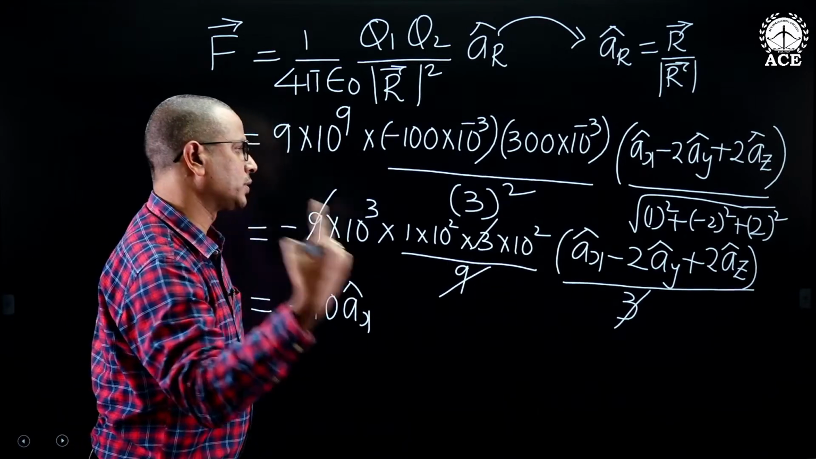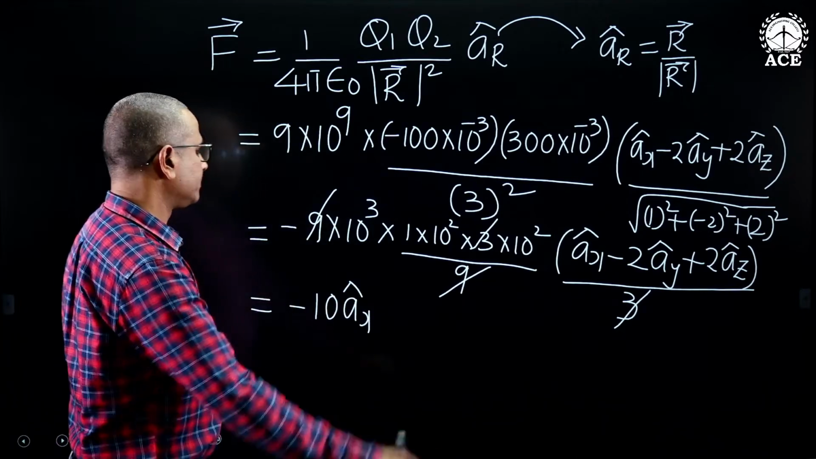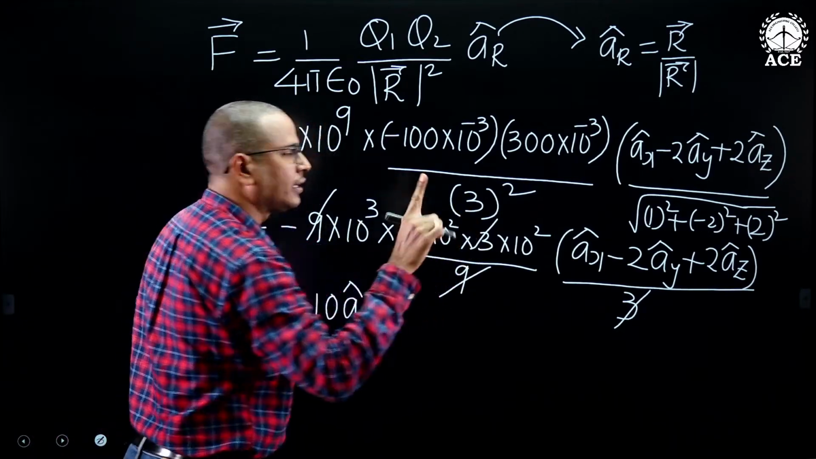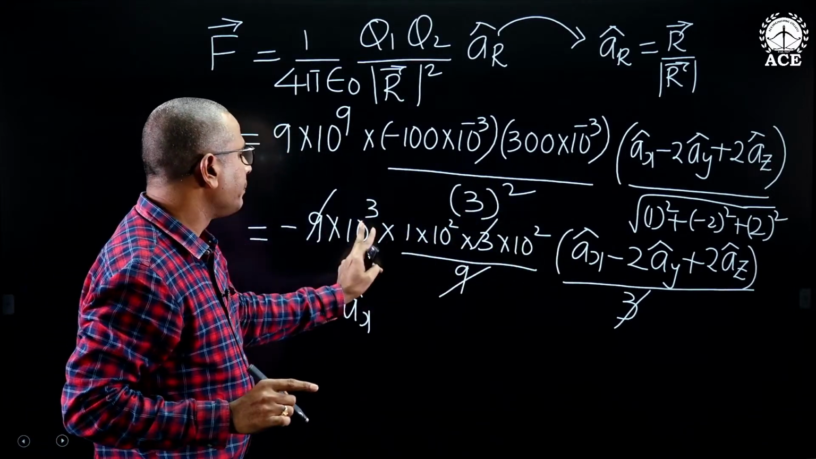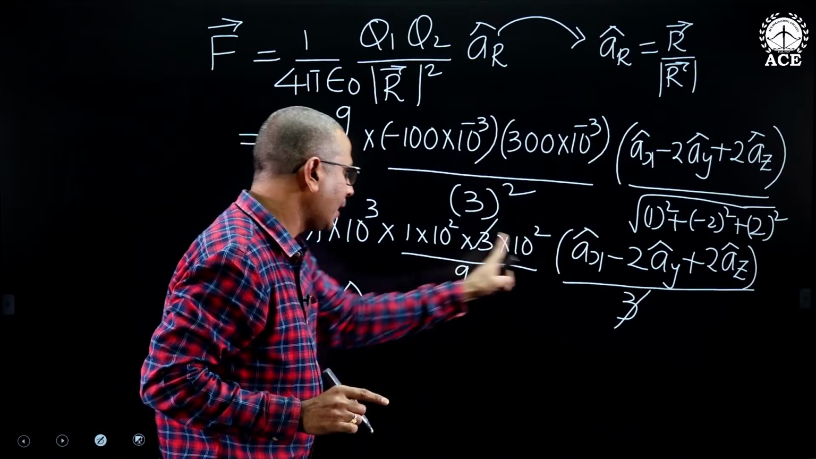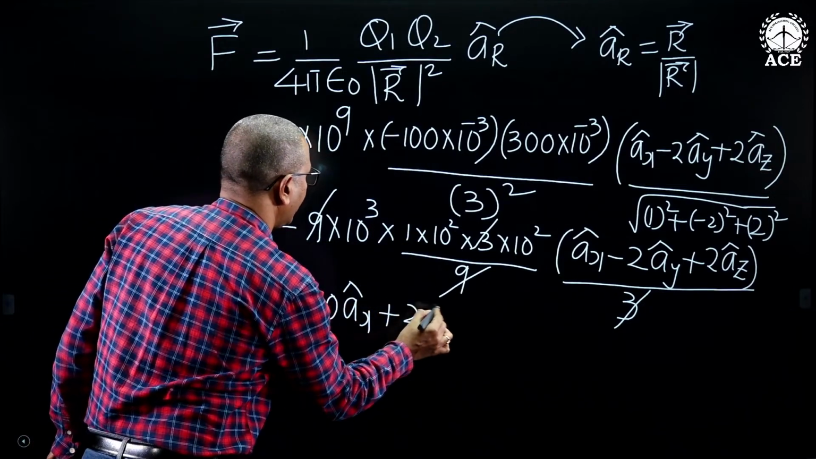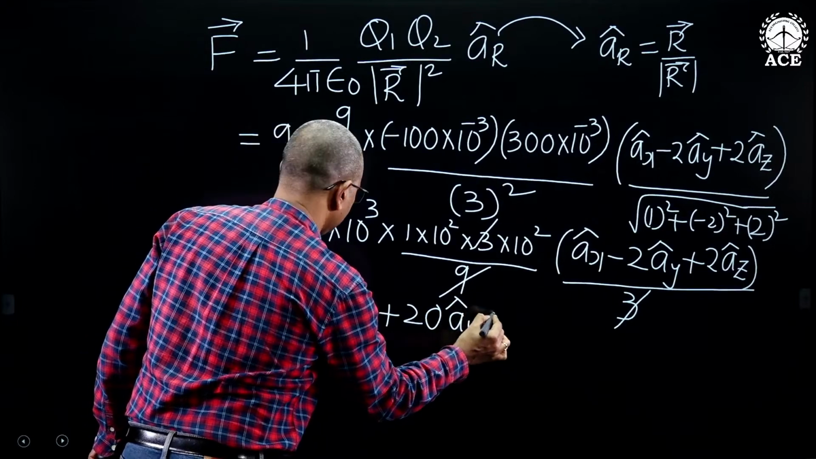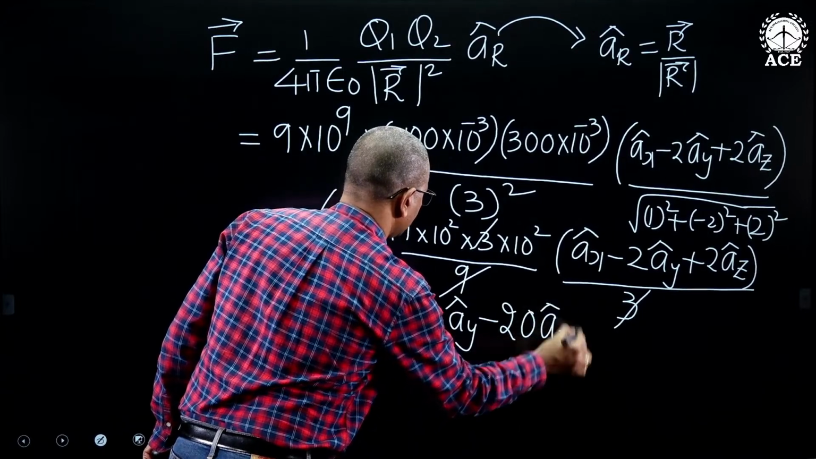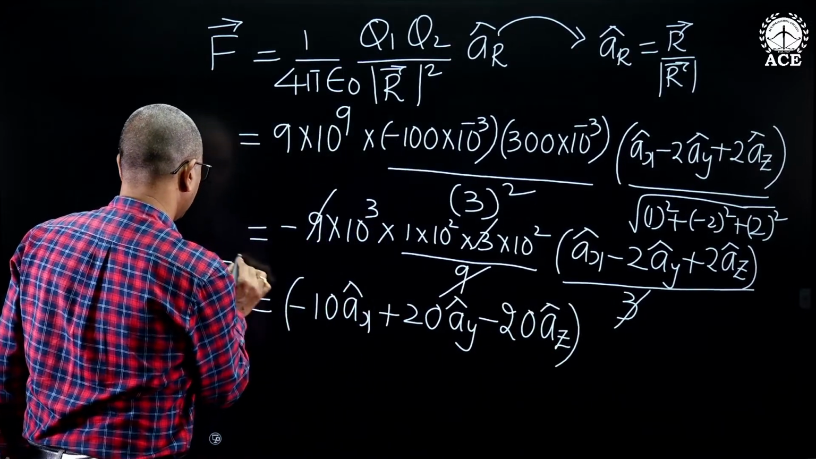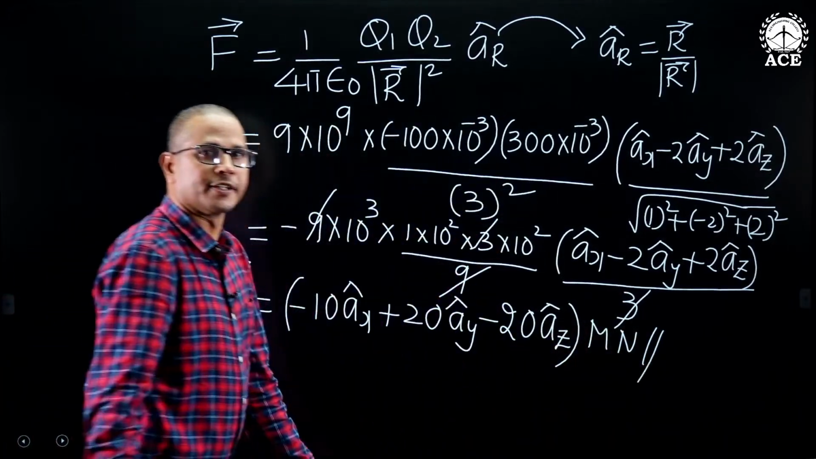10 power 6 I have taken out so that I can express my Coulomb's force in meganewton. And whatever is left, 10 power 7, I have taken 10 into 10 to the power of 6. That 10 I am multiplying with this bracket along with the minus sign. Then plus 20 AY cap minus 20 AZ cap. This is my final force equation, in meganewton.